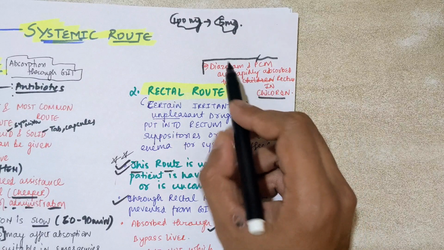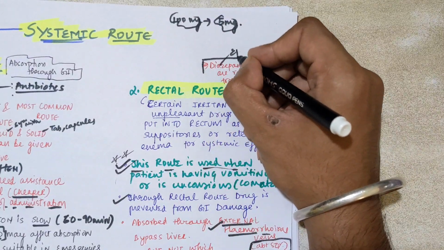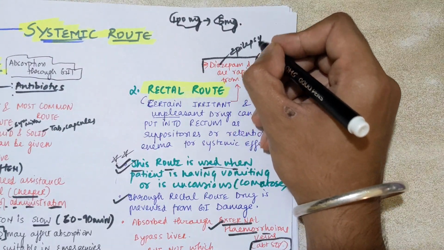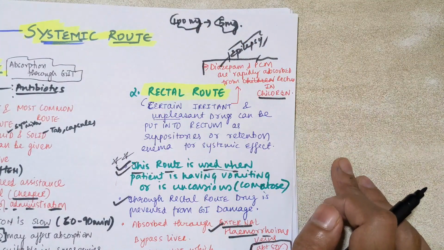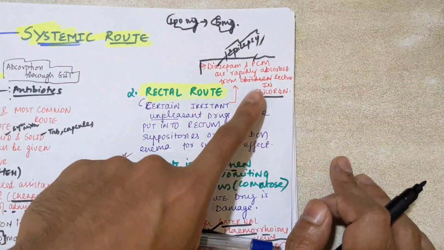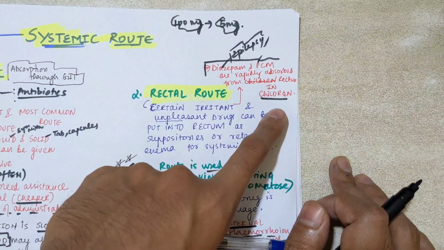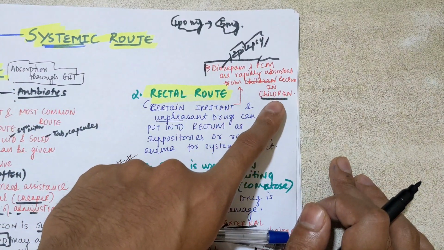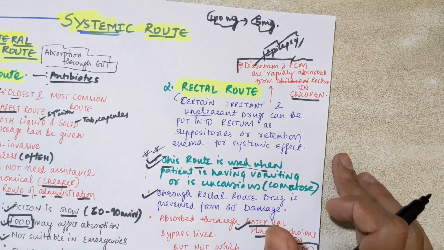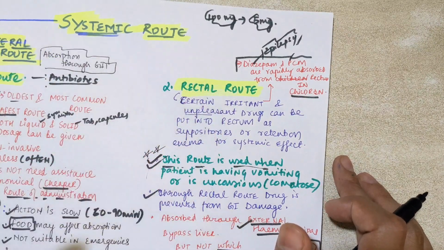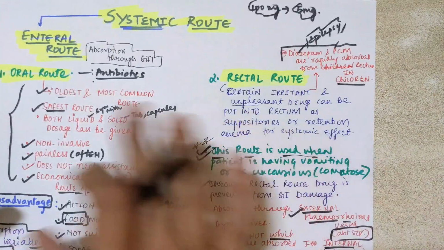So in children we actually administer diazepam, which is used for epilepsy, the seizures. So it is the drug which is used in epilepsy. Clear? And PCM is rapidly absorbed from the rectum in children. So diazepam and PCM are given in children through the rectal route for better and fast absorption. Clear this much? So this was the rectal route. So rectal and oral we have done.